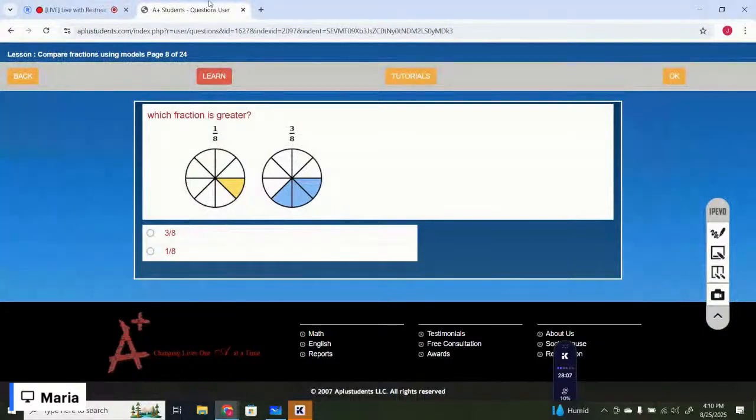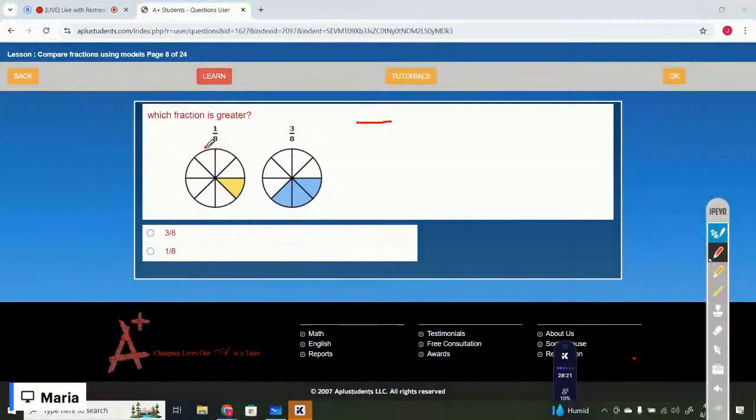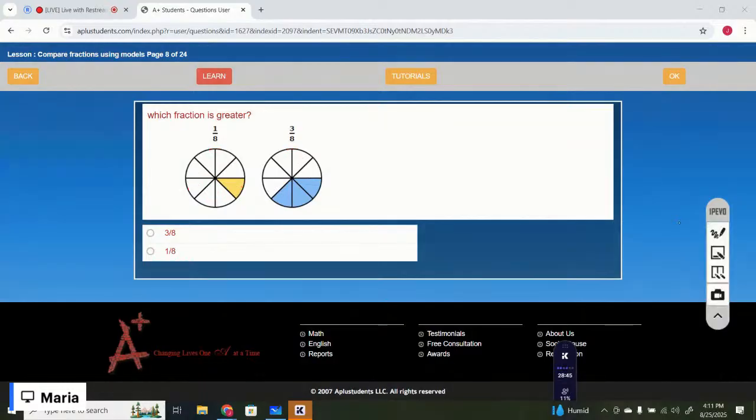Which fraction is greater, 1 by 8 or 3 by 8? You can see both the fractions. Here we have 3 by 8, and 1 by 8 means the fraction has 8 portions. You count 1, 2, 3, 4, 5, 6, 7, 8. Out of 8 only 1 is colored. Same way, 3 by 8 means the shape has 8 portions.